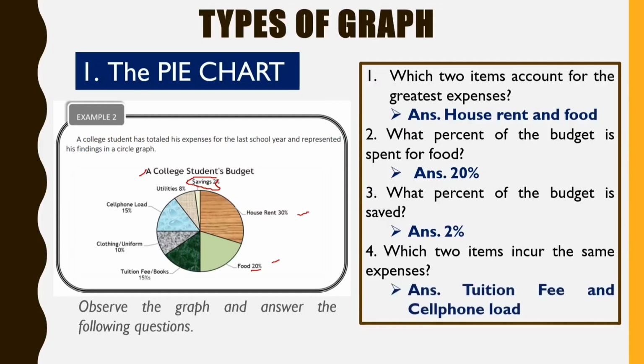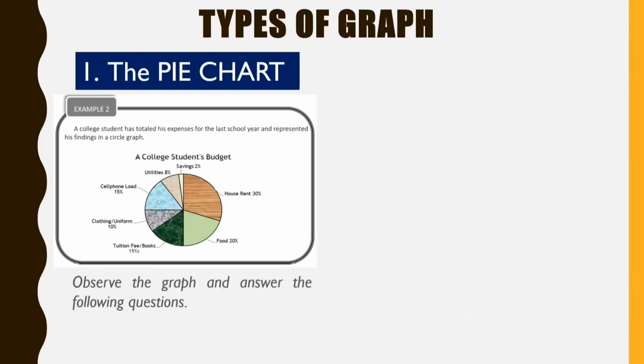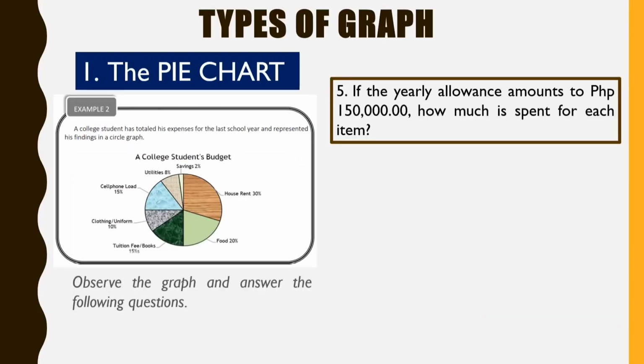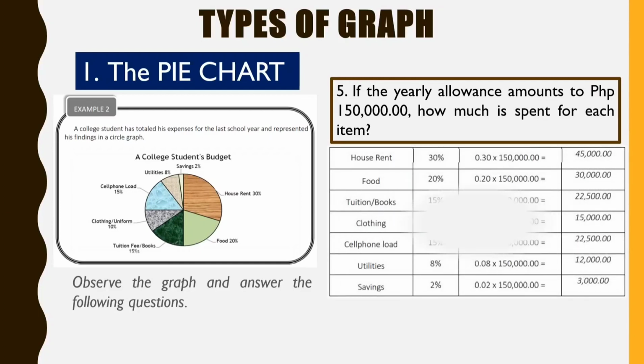And the answer to that is tuition fee or books and cell phone load, because they are both 15% of the budget. Next question. If the yearly allowance amounts to 150,000 pesos, how much is spent for each item? So for us to do that, we simply multiply the percentage for each item by the total amount, which is 150,000. When we do that, here is the result.